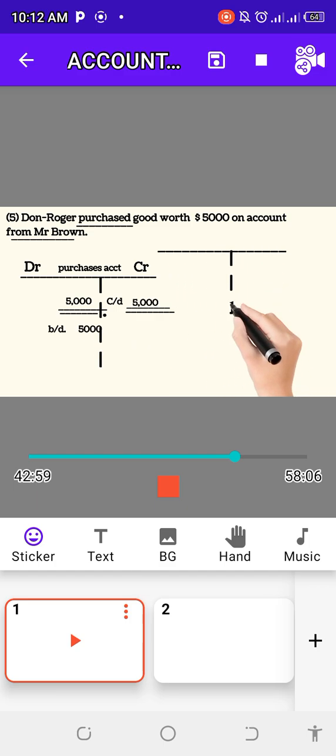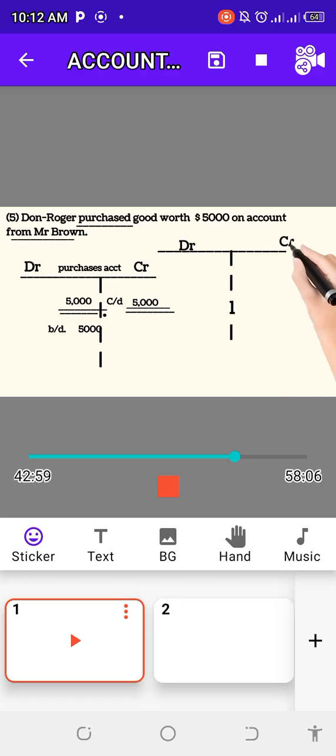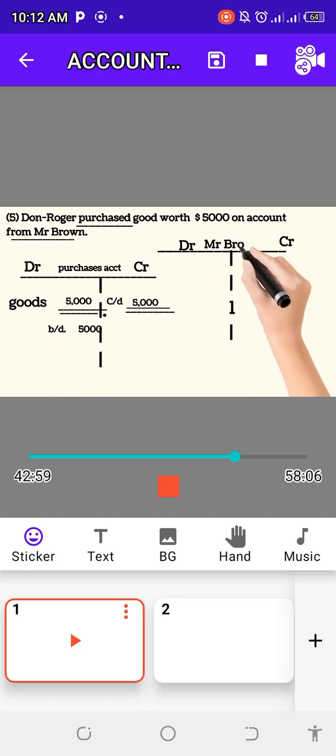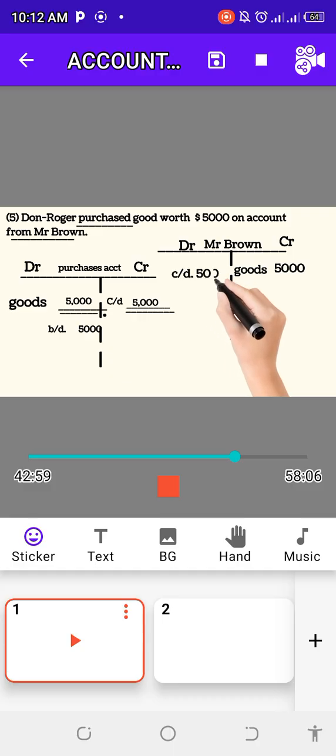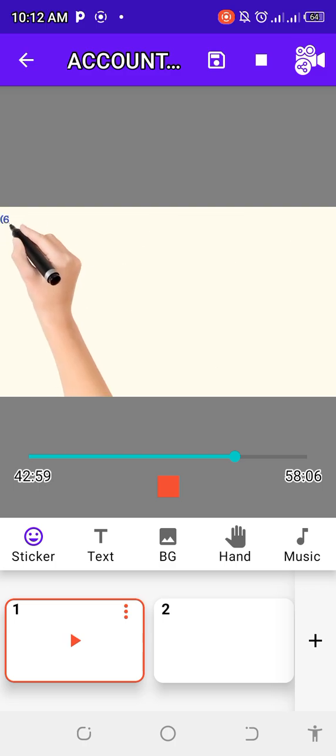Mr. Brown account, which is a liability account, will show Don Roger owes goods worth 5,000 naira. And balance brought down also, and you rule off. Then liability accounts take their balances, if any, from what? The credit side, and that is all.